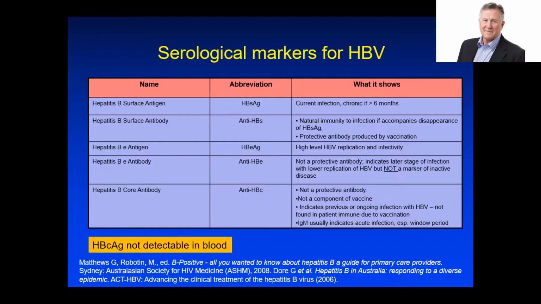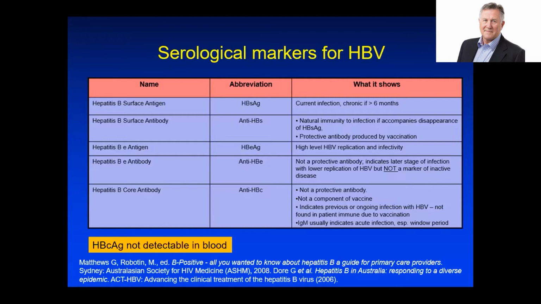Okay? Surface antibody denotes immunity to infection, and it's immunity that is protective against infection. So it can be positive in patients who have been previously infected or patients who are vaccinated, because surface antigen is in the vaccine. E-antigen is another marker, and we'll talk about that in a minute, that indicates very high levels of replication and infectivity. E-antibody is not a protective antibody. It means that that level of infectivity and infection has come down, but it is not a marker of inactive disease. We'll go through that in the next slide.